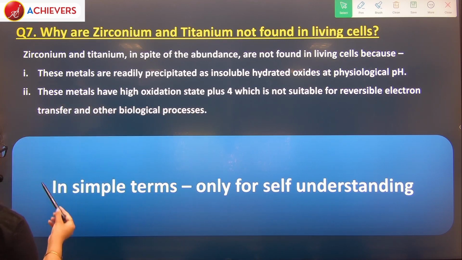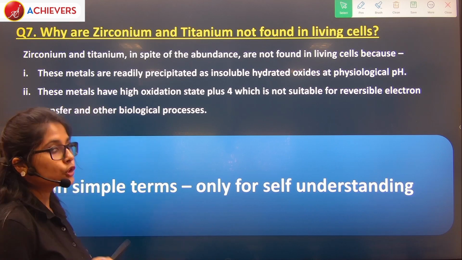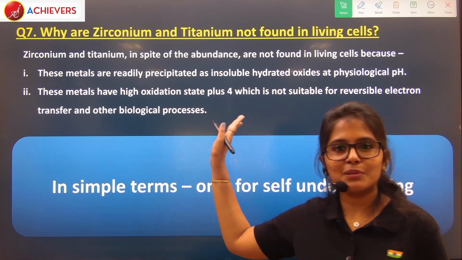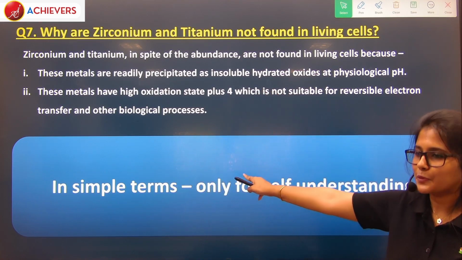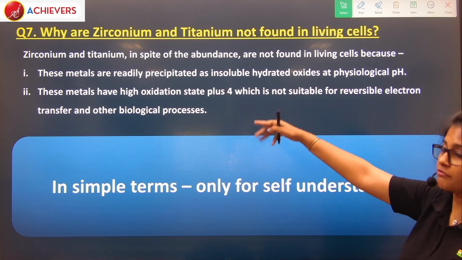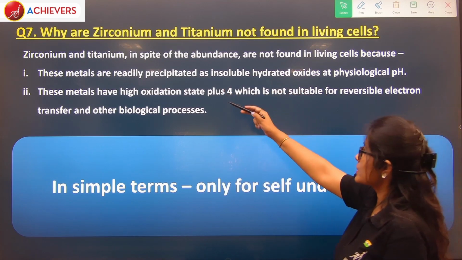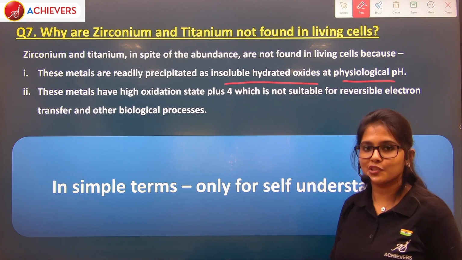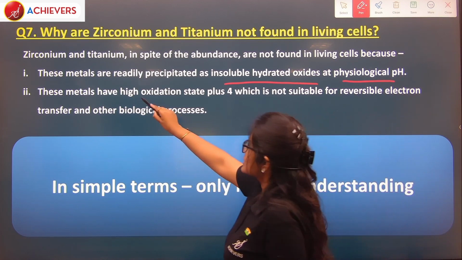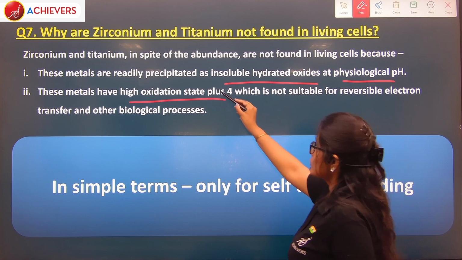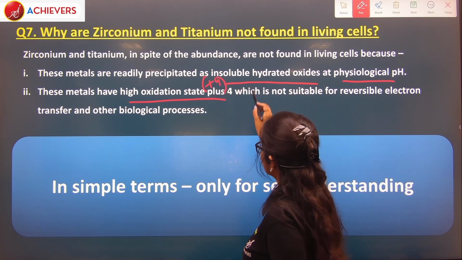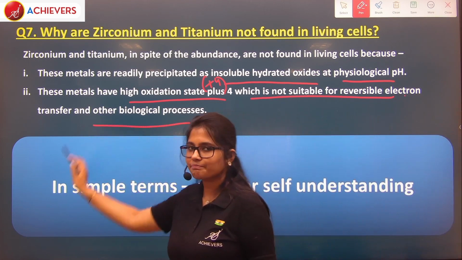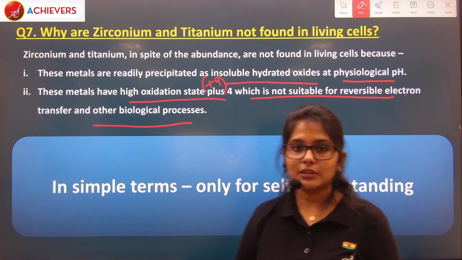Why? These metal ions are readily precipitated as insoluble hydrated oxides at physiological pH. The entire sentence is with complicated words. We'll come to an easy answer, but पहले ये फिर से एक बार बोलते हैं. These metals are readily precipitated as insoluble hydrated oxides at physiological pH. Okay, point number 2. These metals have high oxidation state +4, which is not suitable for reversible electron transfer and biological processes. Let's explain with the easier answer.